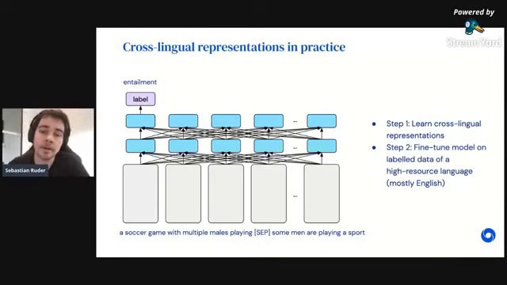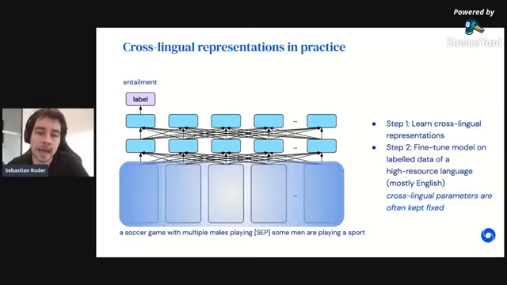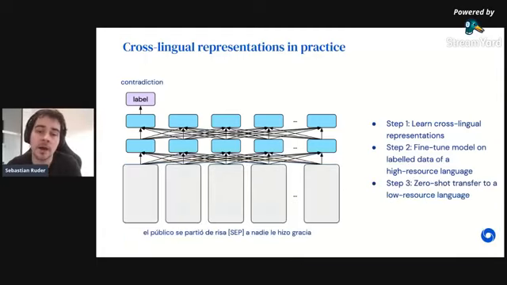And given that these representations should now contain some generalizable multilingual knowledge, we can now expect, after keeping these cross-lingual parameters fixed so that we maintain this multilingual information, this alignment that they've already learned, that we can generalize or transfer them to a new language without using actual labeled data in that language. And in general, this three-step recipe has been shown to work surprisingly well in practice with recent deep transformer models that are learned on large amounts of data.